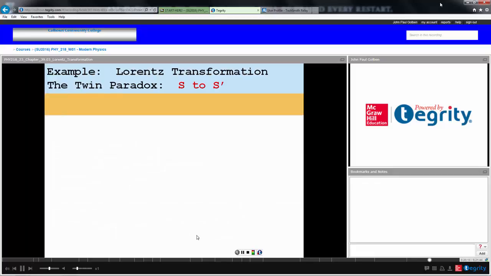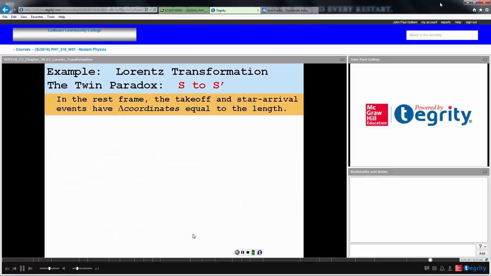What about going the other way around, from the rest frame to the moving frame? The takeoff and star arrival events have coordinates equal to the length. So v times delta t is delta x. Delta x minus delta x is 0. So our change in coordinates for the main events is 0 for the moving frame. We already knew that. The moving frame has the clock, and the events of takeoff and arrival at Sirius are happening right there. So that delta x prime is 0.